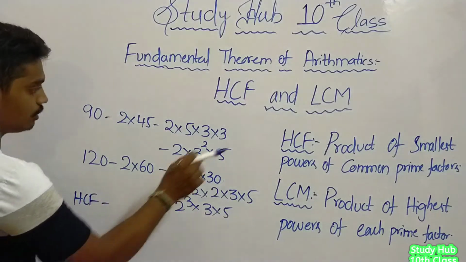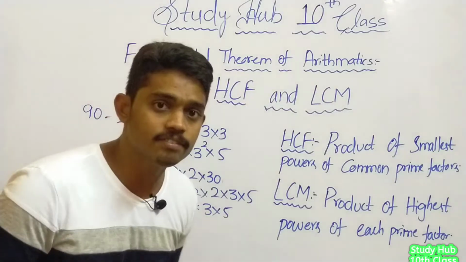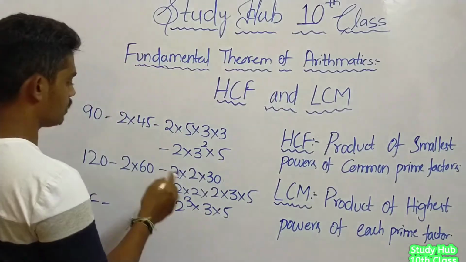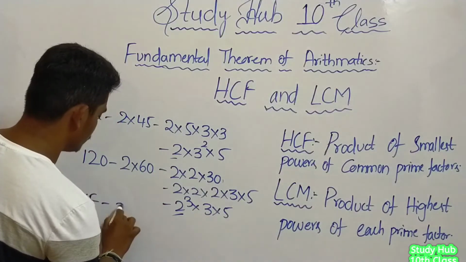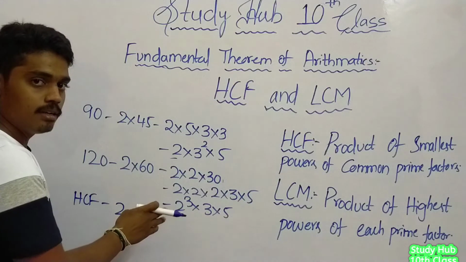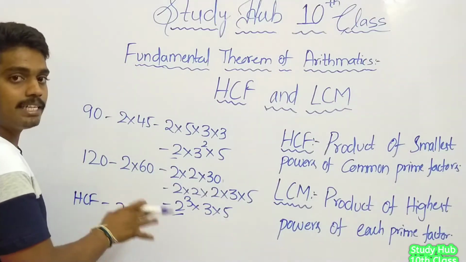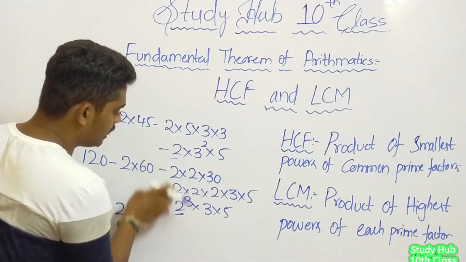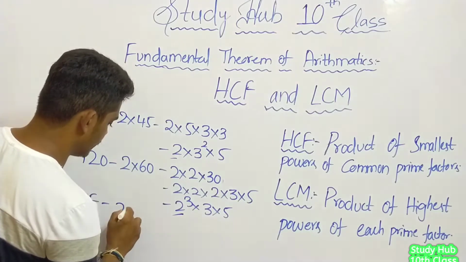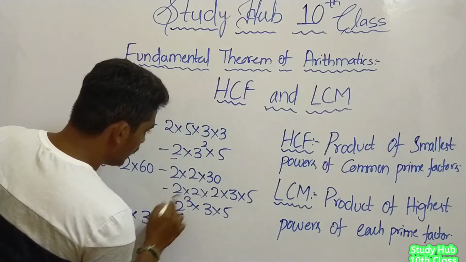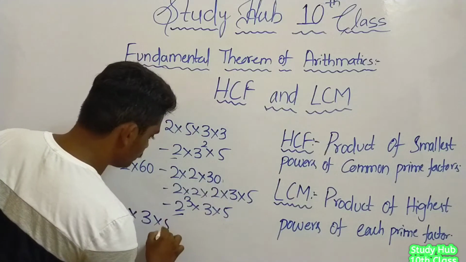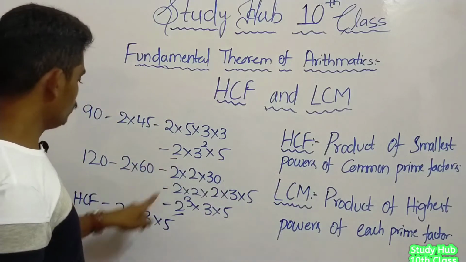HCF. What do we know about HCF? We need to have common. So let us check what are common. Here we have 2, here we have 2, let us take 2. Leave about the powers, friends. First let us take what are common. 2 we have taken, and we have 3 and 3, and here we have 5, we have 5. Okay, 2, 3, 5.